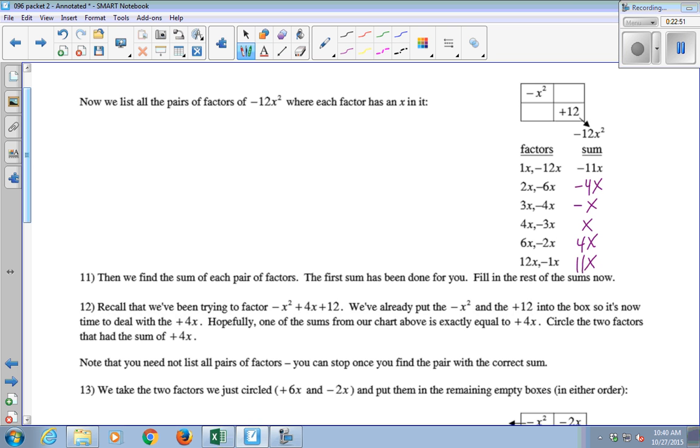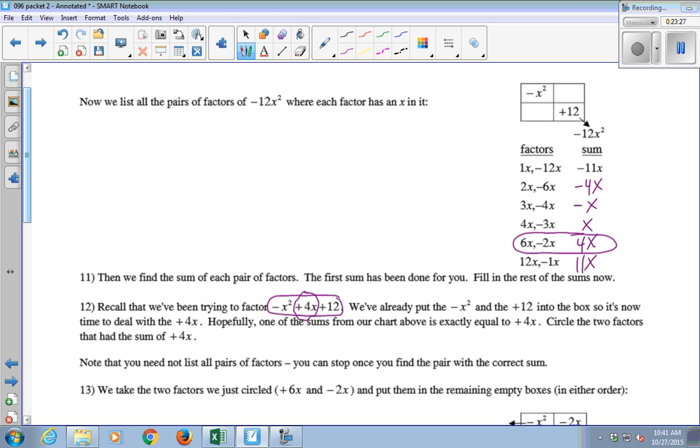Okay, so remember, this was our original trinomial that we're trying to factor. Negative x squared plus 4x plus 12. We already put the negative x squared and the plus 12 into the box. Okay, so it's now time to deal with this plus 4x, right? I haven't really thought about that guy yet. Hopefully, one of the sums from our chart equals 4x. Is there a sum in here of 4x? It's this guy, right?